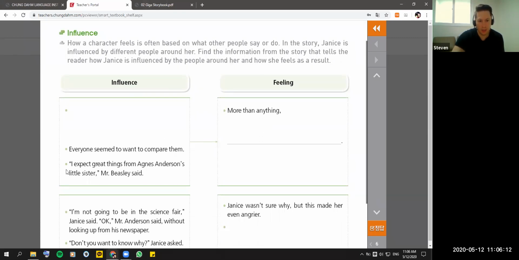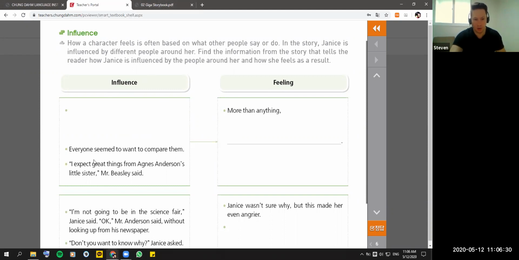So here are 2 things that are provided on the influence side, and then that leads to the feeling. So influence leads to feeling, and then you can scan for this as well. For example, they're also listed in order in which they will appear in the reading. So this is the first one. So it indicates to you it's going to be near the beginning.